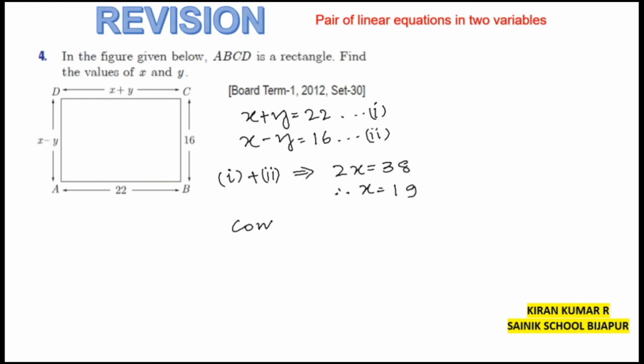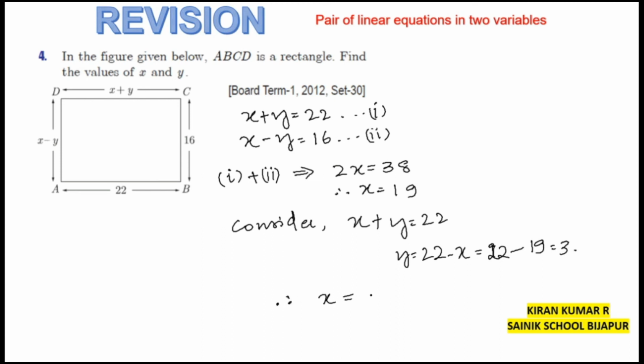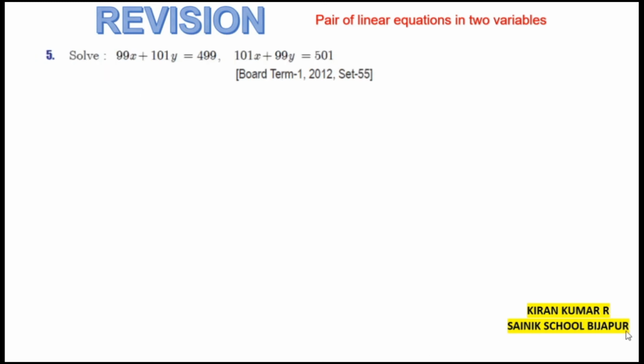Now consider any one of the equation. Let me consider x plus y equal to 22. y will be equal to 22 minus x, which will be 22 minus 19 equal to 3. Therefore, the value of x is 19 and the value of y is 3. Very simple question. Let's take next question.